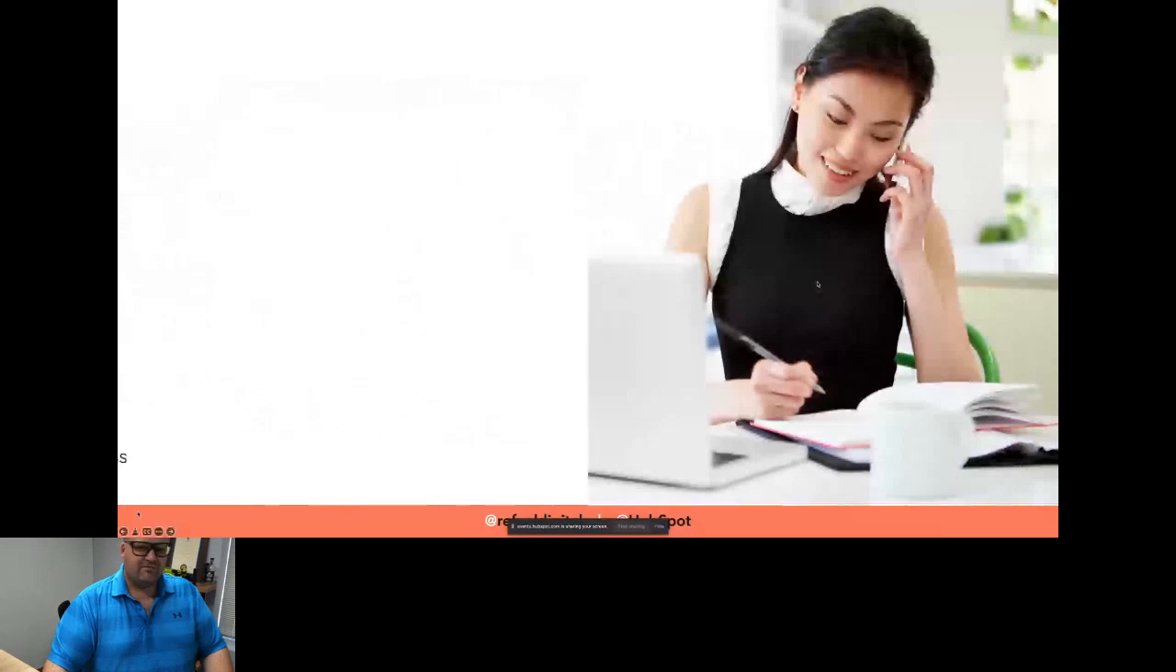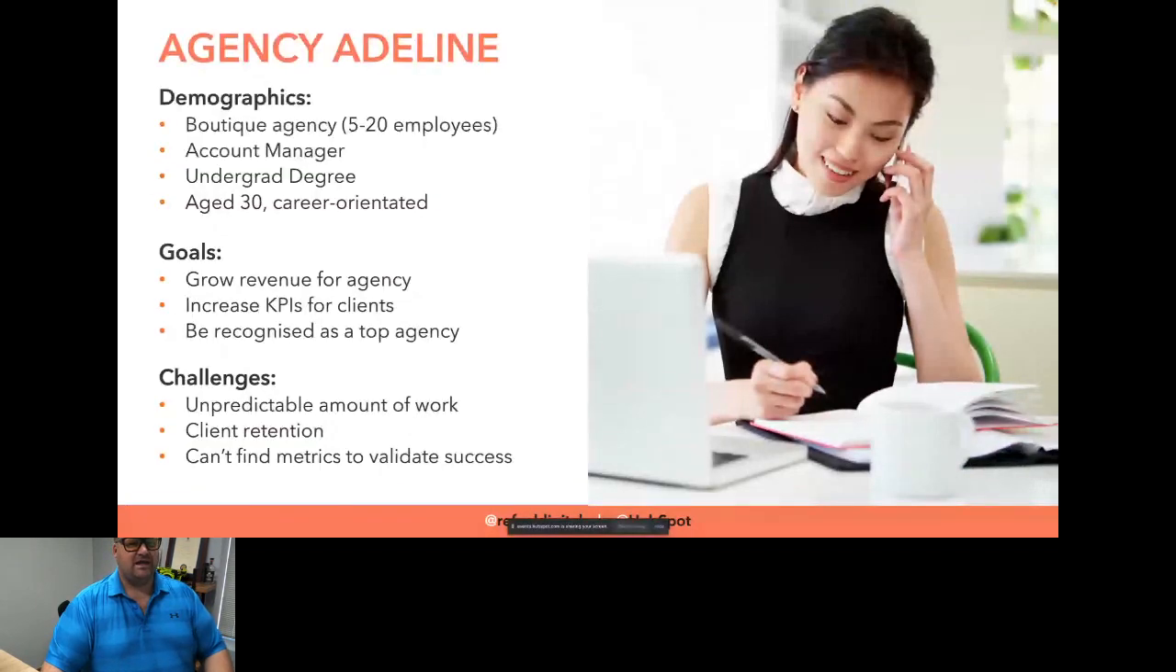Let's have a look at one of HubSpot's personas, which again, we all love a good bit of alliteration. Here we go: Agency Adeline. This is what a detailed persona should look like in practice. This is a real example of one of HubSpot's personas, and you can see they have a combination of demographic and psychographic information. Looking at demographics, Agency Adeline works for an agency with 5 to 20 employees. She's working in an account manager role, she's got an undergrad degree, she's around 30 and career orientated.